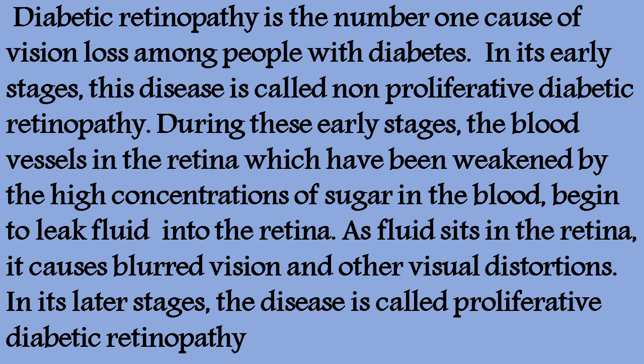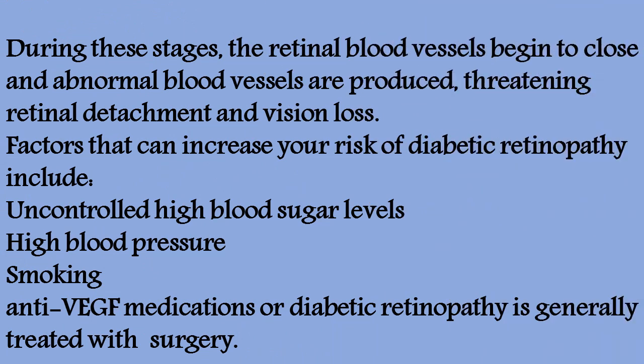In its later stages, the disease is called proliferative diabetic retinopathy. During these stages, the retinal blood vessels begin to close and abnormal blood vessels are produced, threatening retinal detachment and vision loss. Factors that can increase your risk of diabetic retinopathy include uncontrolled high blood sugar levels, high blood pressure, smoking. Anti-VEGF medications, or diabetic retinopathy is generally treated with surgery.